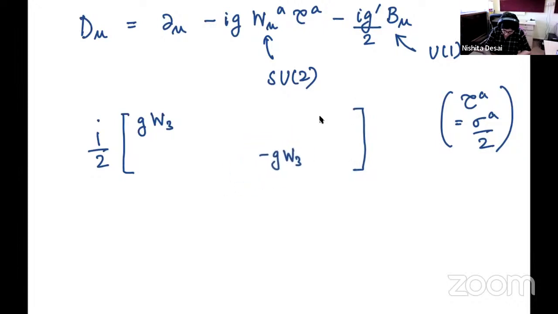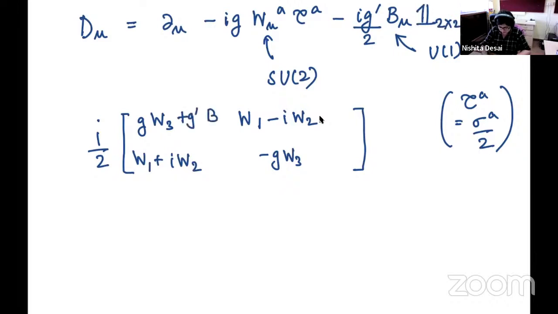Okay. Then you would have W1 minus i W2 and W1 plus i W2 as before. Remember here there is a hidden 2 cross 2 identity. So you have a g prime B that appears on the diagonal. So this is what your matrix corresponding to the gauge bosons looks like.